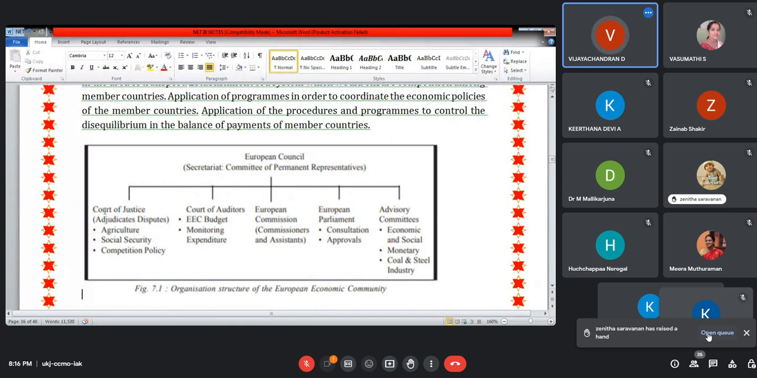Court of Justice: any disputes among the member countries will be resolved by the Court of Justice. Court of Auditors, in order to monitor the budget. European Commission, European Parliament, Advisory Committee. So five organs under the European Council.